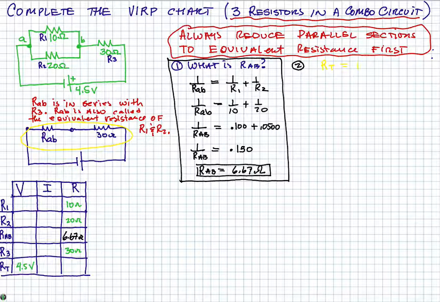So RT is equal to RAB plus R3, because those two are in series with one another. Okay, look at that yellow circle. Those two are in series. So RT is equal to 6.67 plus 30. So RT is equal to 36.67 ohms.